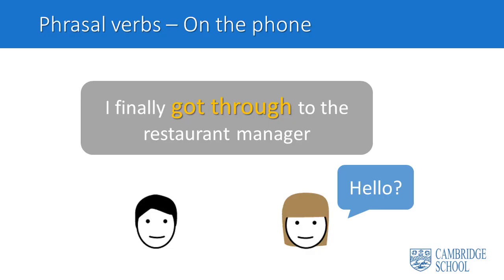So I went to get my phone charger, I plugged it in, and I called again. And this time, I finally got through to the restaurant manager. To get through to somebody means that you speak to the person that you want to speak to. I got through to the restaurant manager. I asked him about my umbrella, and they didn't have it. I probably left it on the bus.